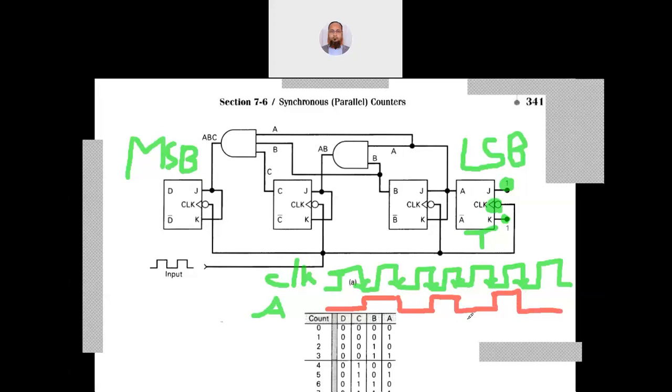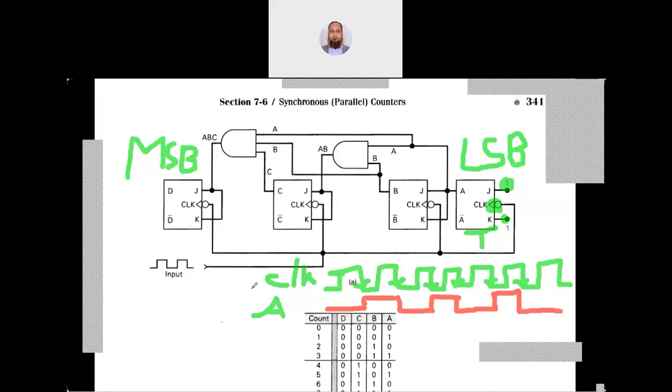I hope this is clear to everyone. A is changing at each clock; for each negative edge of the clock, A is changing. Now, I think the variation of A is clear to everyone. This is similar to a synchronous counter; there is nothing different.